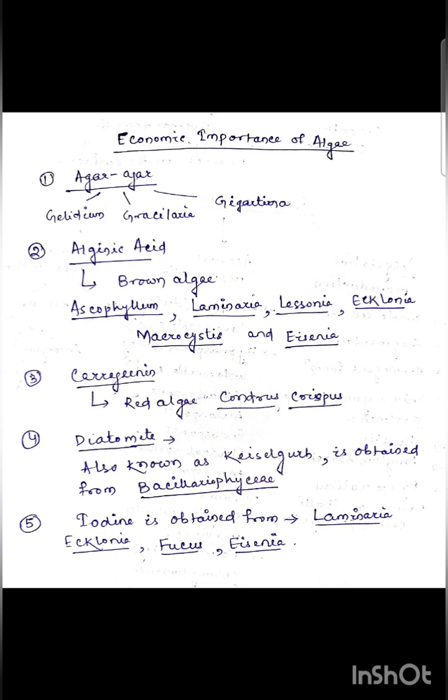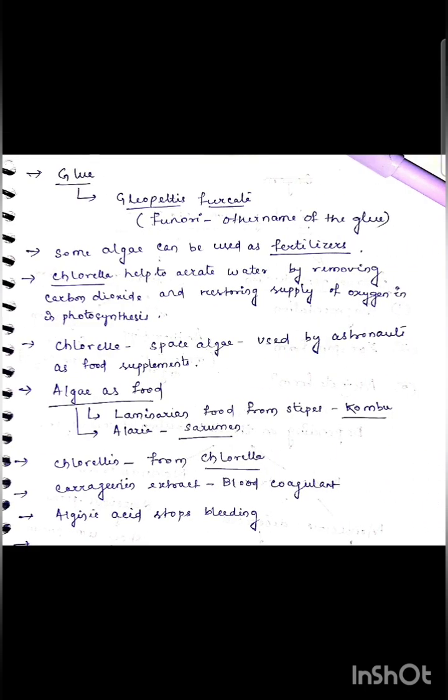Then diatomite, also known as Kieselguhr, is obtained from the class Bacillariophyceae. Then iodine is mainly obtained from Laminaria, Ecklonia, Fucus and Eisenia. Then glue, which is known as Funori, is extracted from Gloiopeltis furcata. Some algae can also be used as fertilizers.